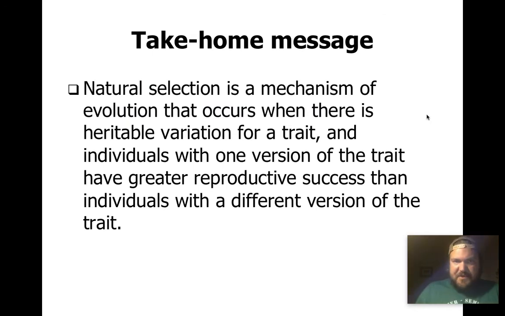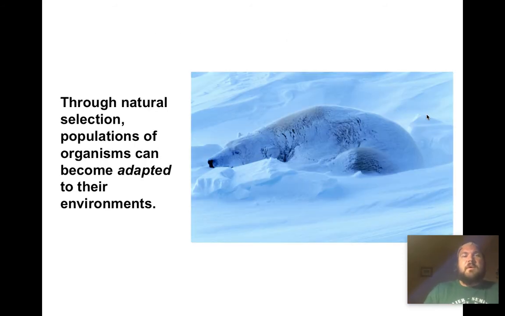So, take home message. Natural selection is a mechanism of evolution that occurs when there is heritable variation for a trait, and individuals with one version of that trait have greater reproductive success than individuals with a different version of that trait.